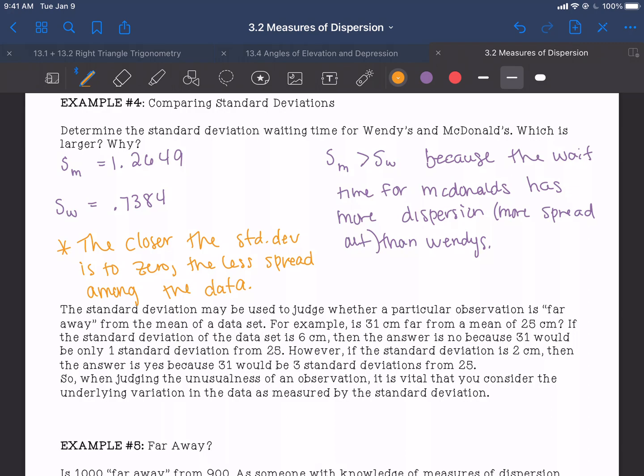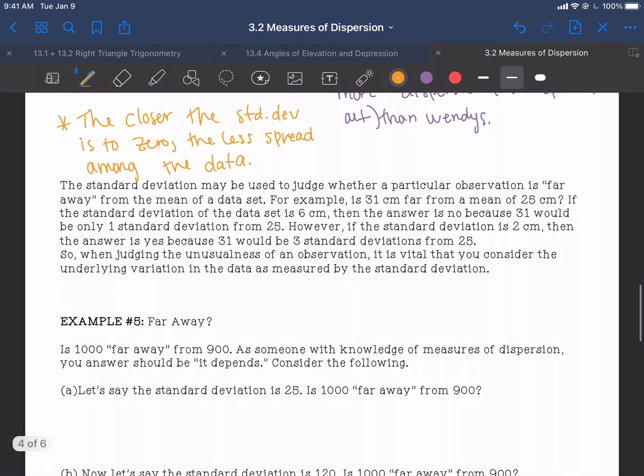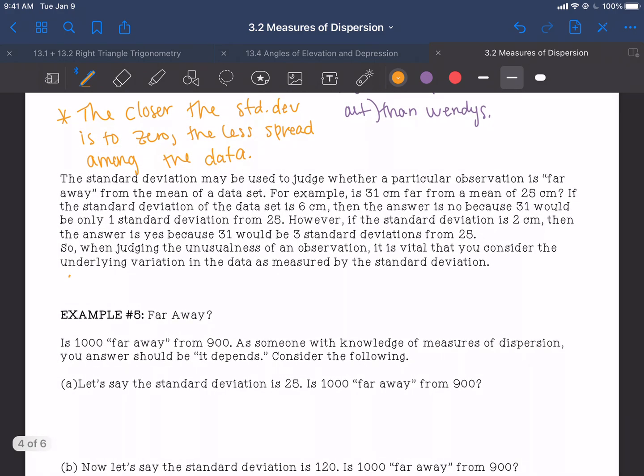So when judging the unusualness of an observation, it's vital that you consider the underlying variation in the data that's measured by the standard deviation. So a general rule here is 0 to 2 standard deviations away is typical, or considered not far away.